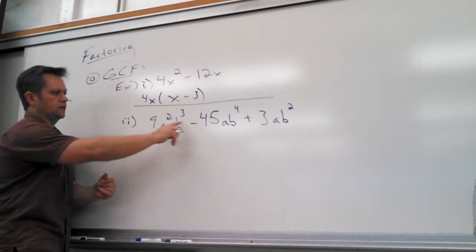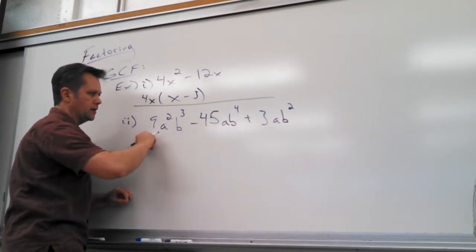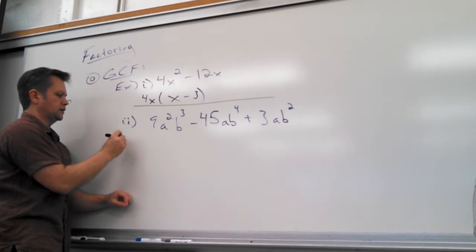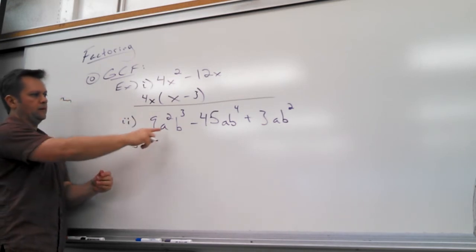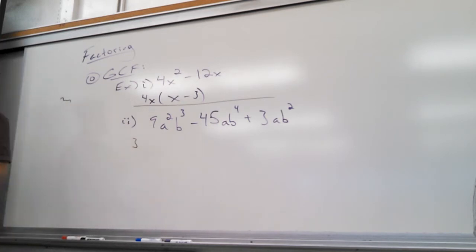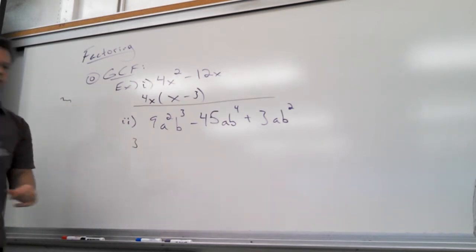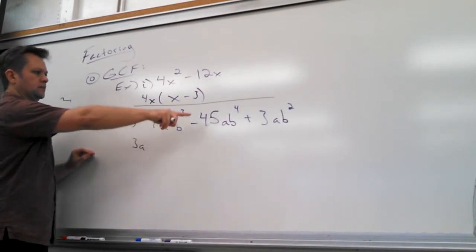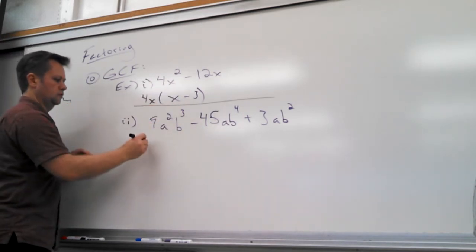So what number comes out? It's got to come out of all 3 of them. I like it. So 3 comes out. And then put it over a little bit. How many A's can I take out? 1 A. So the shortcut there is the lowest power you see, so that's the one that everybody has. And how many B's come out? 2.